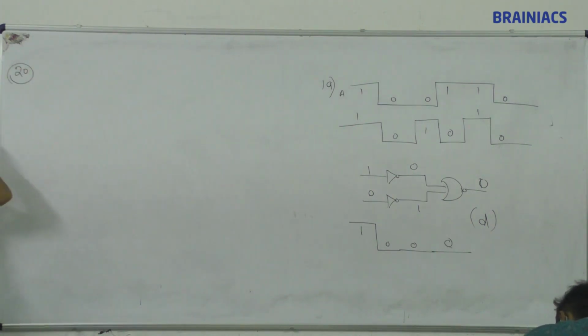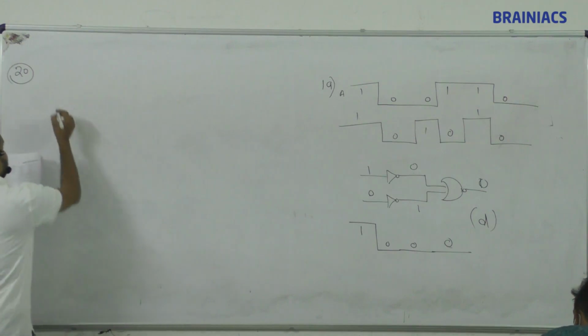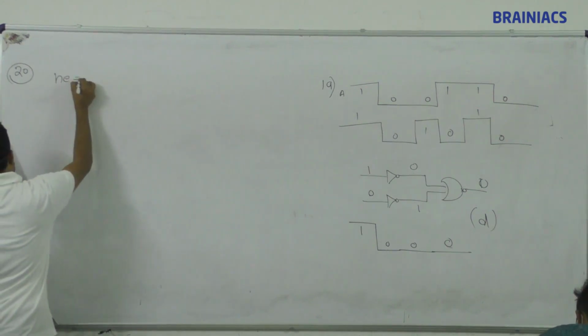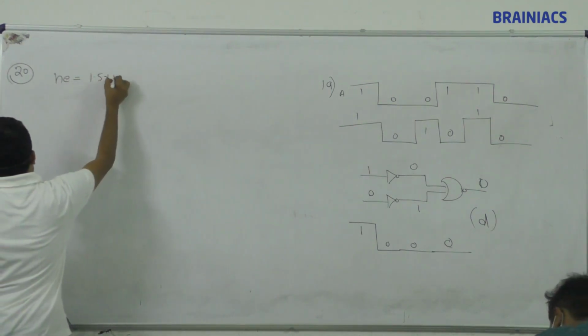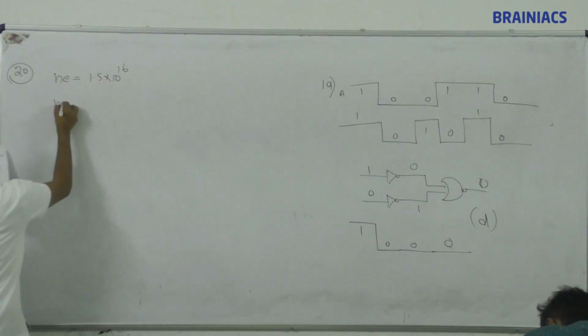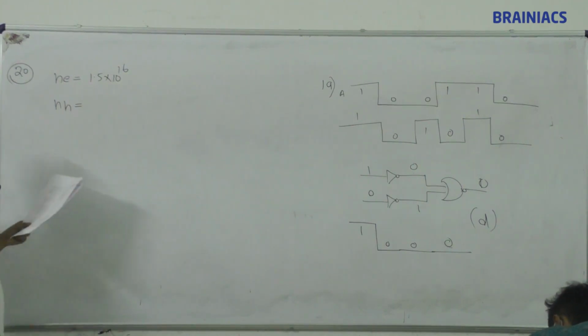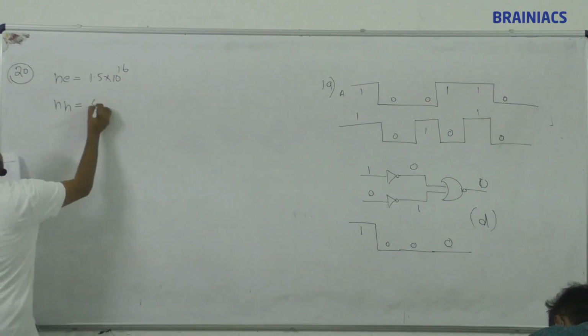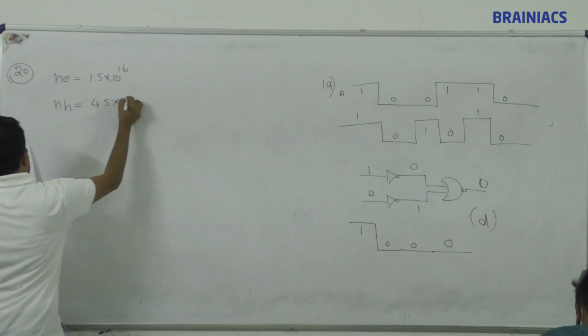Pure silicon at 500 Kelvin has an equal number of electrons and holes. Doping by indium increases the NH to 4.5. So what is the number of electrons? The number of electrons is 1.5 into 10 power 16. The number of holes due to indium doping, the new value, increases to 5 into 10 power.